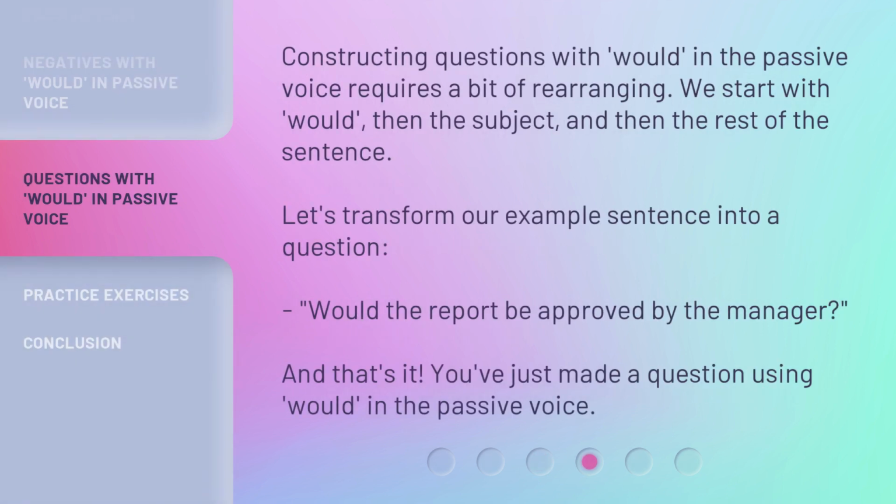Constructing questions with would in the passive voice requires a bit of rearranging. We start with would, then the subject, and then the rest of the sentence. Let's transform our example sentence into a question. Would the report be approved by the manager? And that's it. You've just made a question using would in the passive voice.